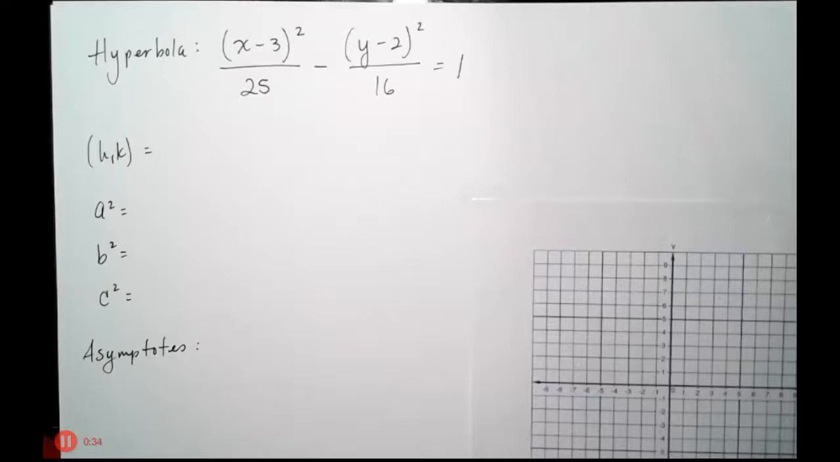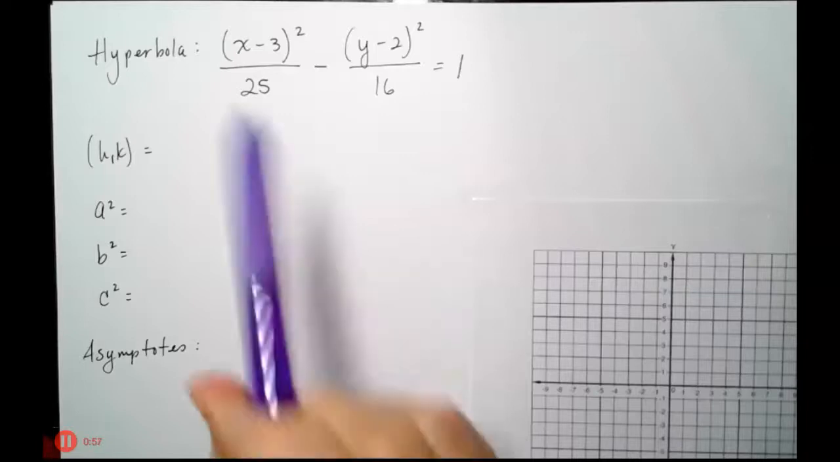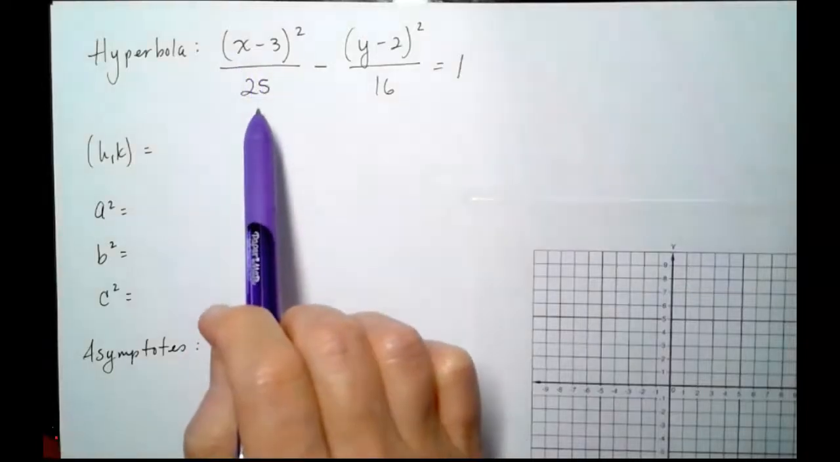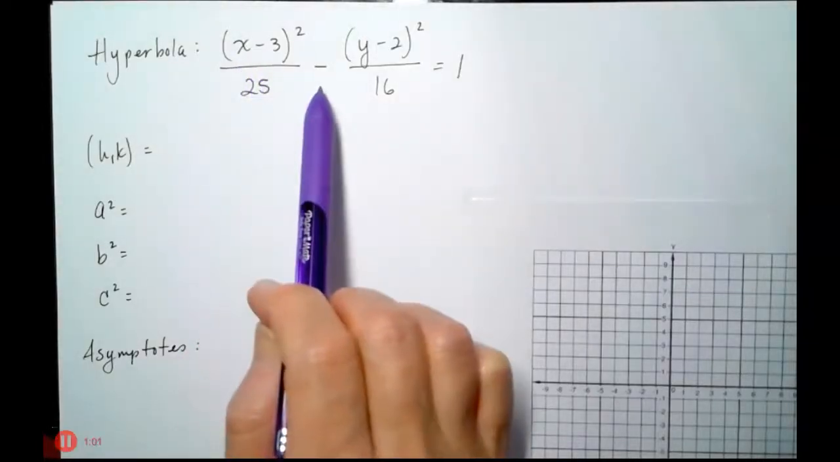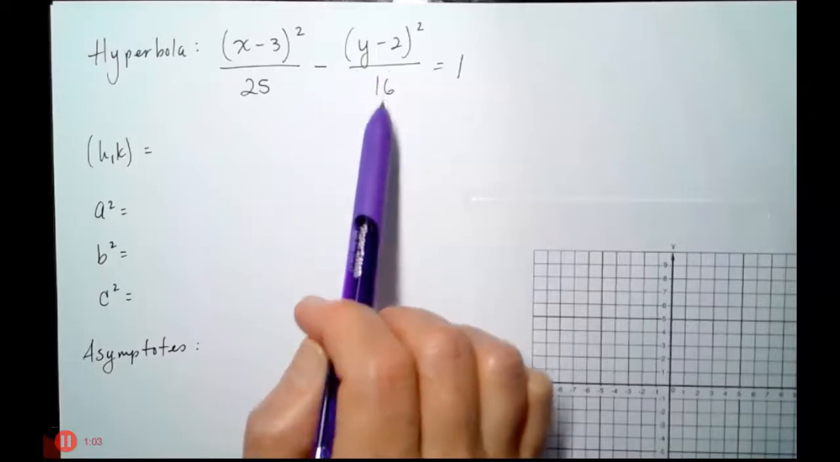Now, the coolest part of the hyperbola is drawing in the asymptotes, and my preference in drawing a hyperbola is not to draw the box, which if you look at other videos, you may see other mathematicians drawing a box in order to draw the hyperbola. But I prefer to just find the equations of the asymptotes and graph them first. So let's get started with (x minus 3) squared over 25 minus (y minus 2) squared over 16.